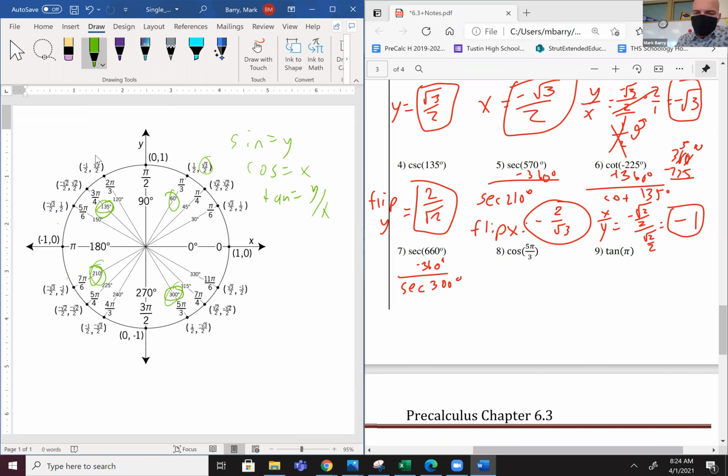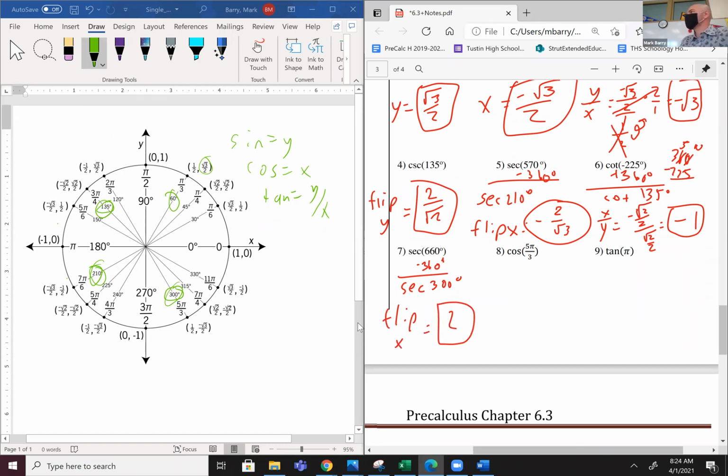So secant is the reciprocal of cosine. So I'm going to flip. I see that cosine x is a fraction here. So I'm just going to flip x. So if you flip 1 over 2, you get 2 over 1, which I'm actually just going to call 2. Is that all right? It's really 2 over 1.